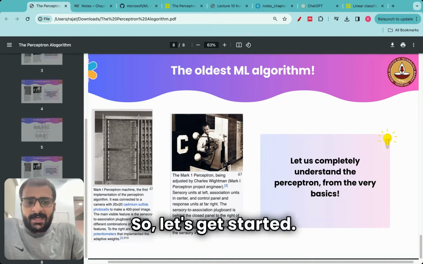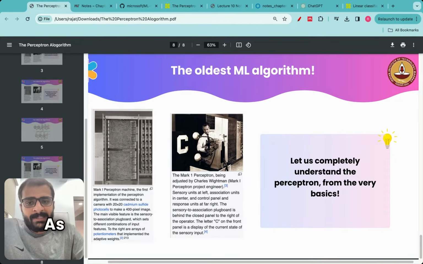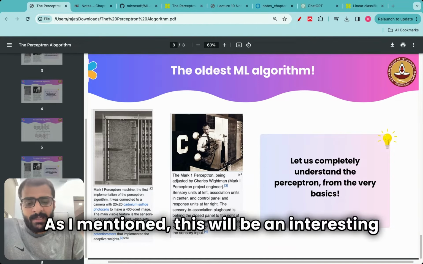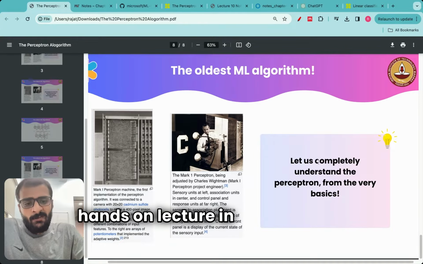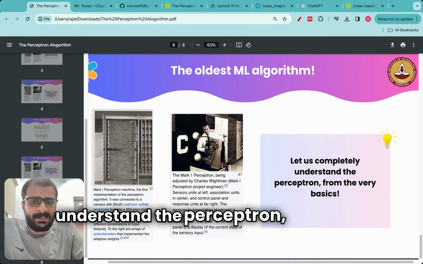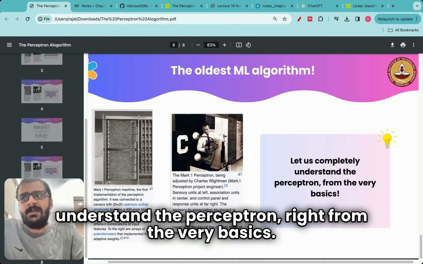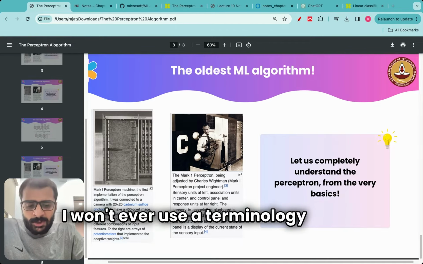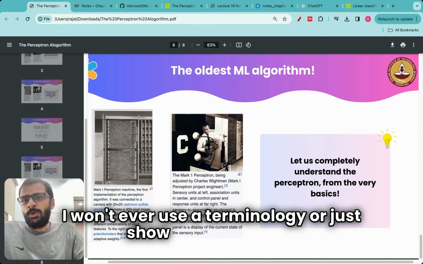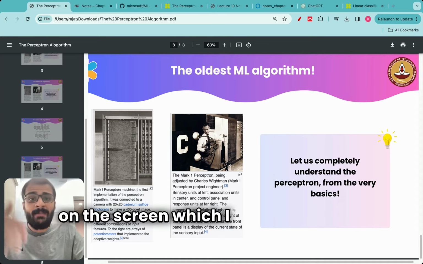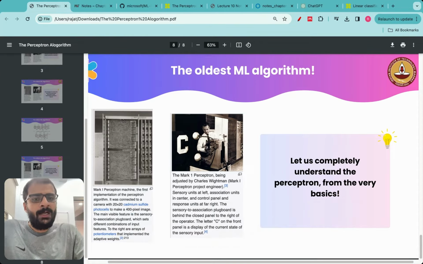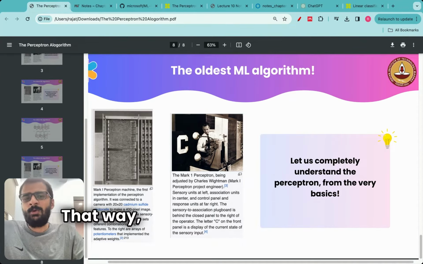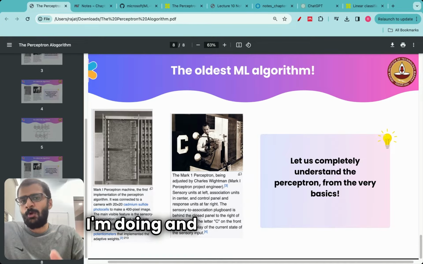So let's get started. As I mentioned, this will be an interesting hands-on lecture in which we will completely understand the perceptron right from the very basics. I won't ever use a terminology or show you something on the screen which I myself have not written down. That way you can easily understand what I'm doing and what I'm writing.